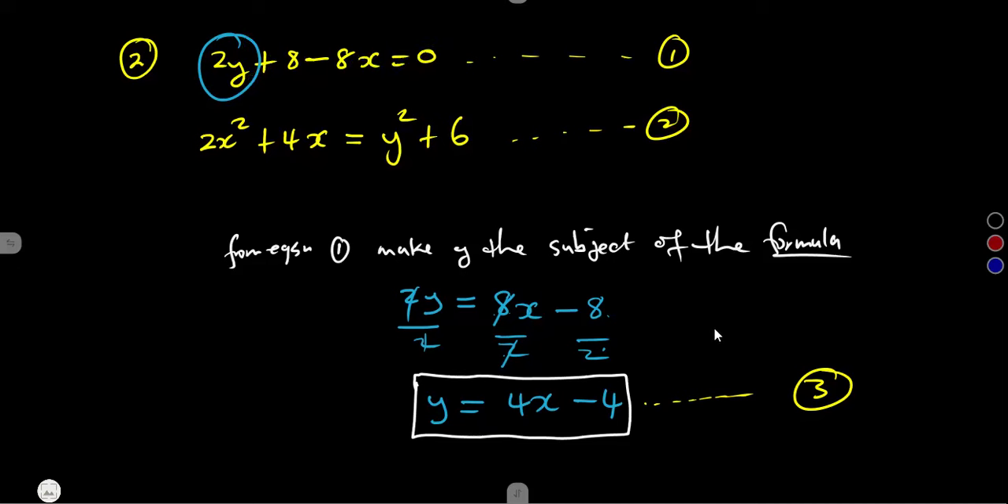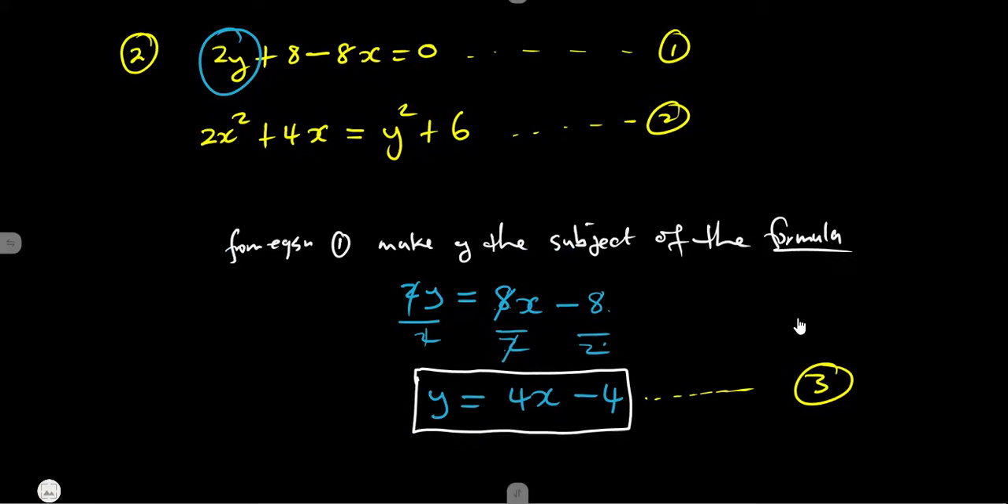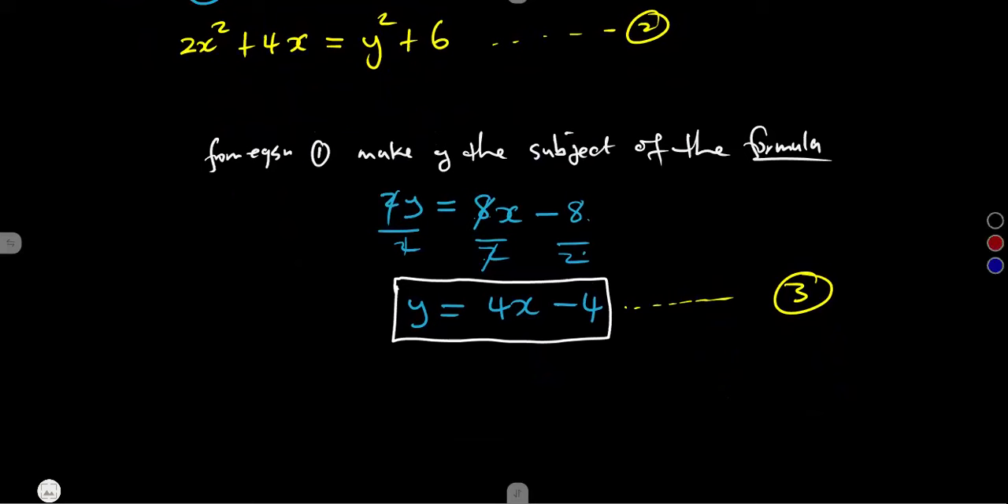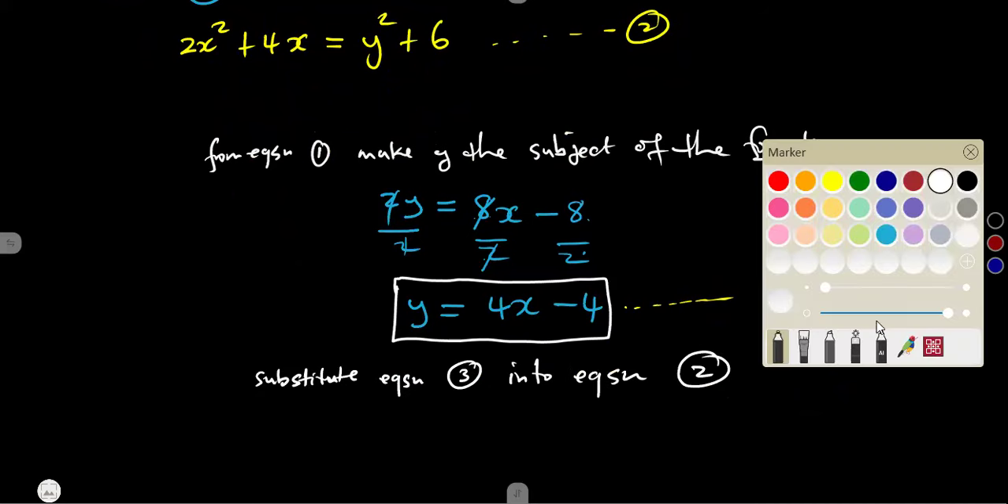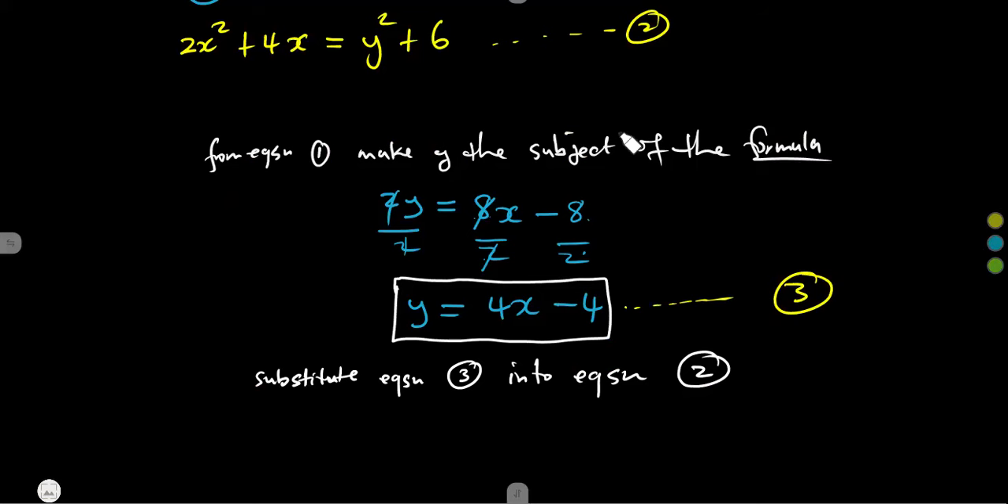So what we are going to do is to substitute it into another equation, which is equation 2. Not the one that you made the subject. You're going to substitute into the other equation. So we're going to take equation 3 into equation 2. So in place of y, wherever we see the y in equation 2, we are going to replace it with 4x minus 4. Wherever we see y, we're going to put 4x minus 4.